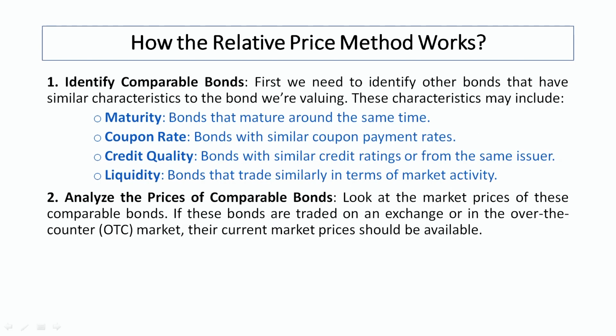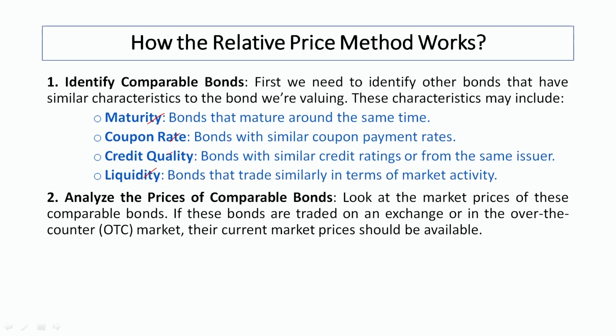First, try to find comparable bonds on the basis of maturity, coupon rate, credit quality, that is the credit rating given by the credit rating agencies, and liquidity: whether the bond is easily tradable or sellable in the market or not, and what the terms and conditions are. So, bond maturity should be the same. If I am having a bond of 5 years maturity, I have to select a 5 year bond only.